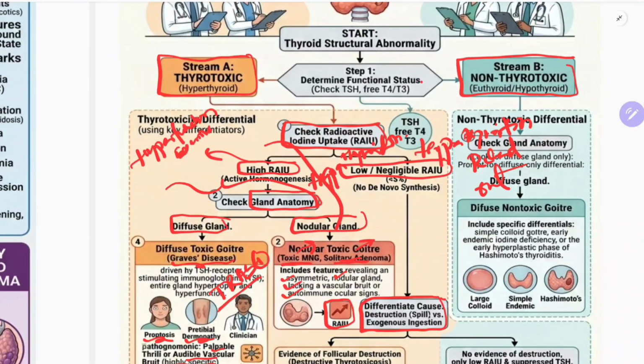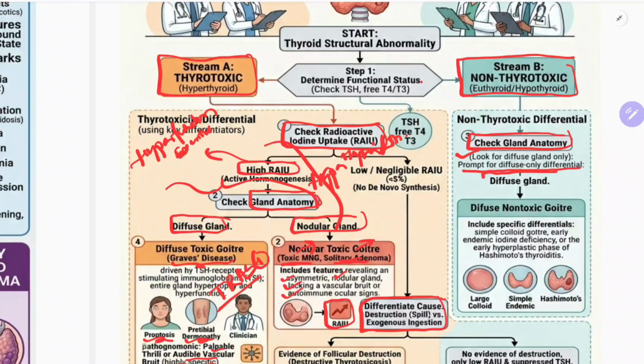So that is the thyrotoxic cause of enlargement of Goitre. Non-thyrotoxic cause, meaning the patient may be hypothyroid or euthyroid. So remember the causes of hypothyroidism. Mainly the causes were Hashimoto's thyroiditis, drug-induced thyroiditis, or iodine deficiency. So if the patient has hypothyroidism or is euthyroid, then what are the differentials? Check the gland anatomy. Look for diffuse gland only.